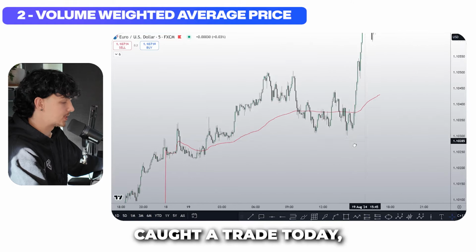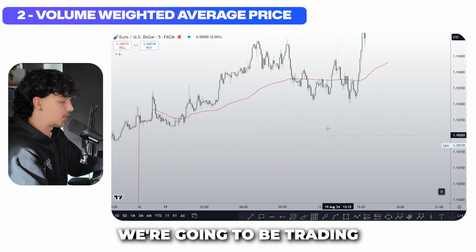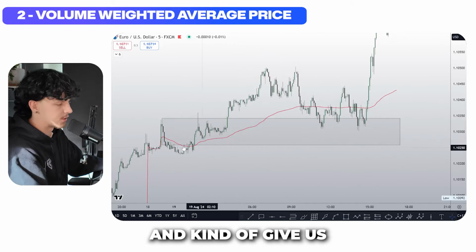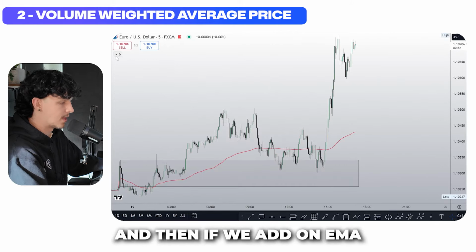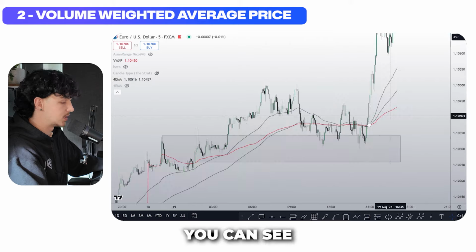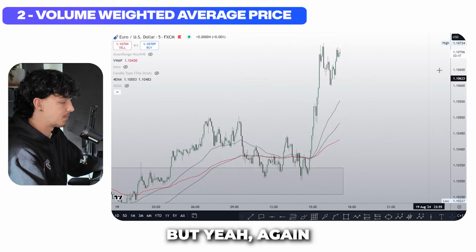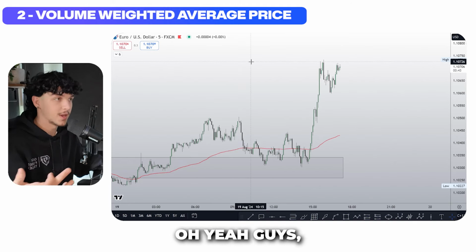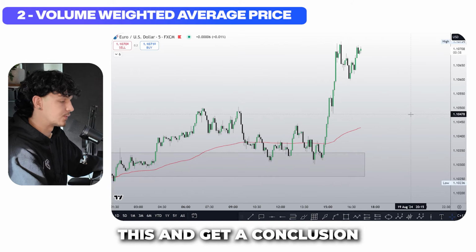If we could have caught a trade today, maybe the market was in a bullish uptrend. So again, we're going to be trading on a bullish uptrend. Maybe we use these levels from back here to give us a nice bit of support. The market marked back up and then actually broke above VWAP. And then if we had on EMAs as well, you can see it actually had a nice kind of impulse from our EMAs once we caught back up. But yeah, again, hindsight trading, it's a lot easier to see it and be like, oh yeah, guys, you could have taken this. But I want you guys to backtest this and get a conclusion for yourselves.